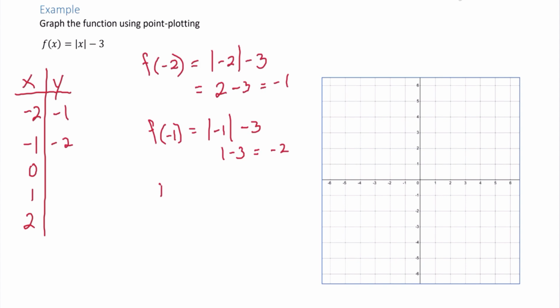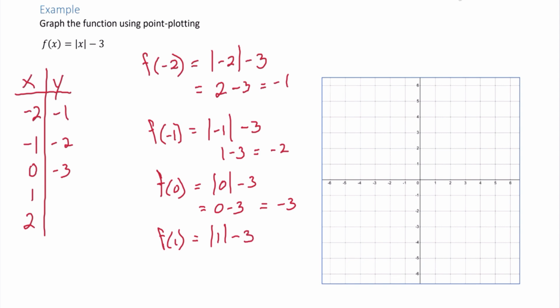Then plug in 0. Absolute value of 0. That's 0 minus 3, which is -3. F of 1. Replace x with 1. Absolute value of 1 is just 1. That gives us -2. And then f evaluated at 2. Absolute value of 2 minus 3. That is 2 minus 3, which is -1.